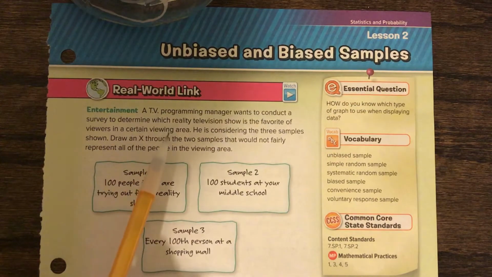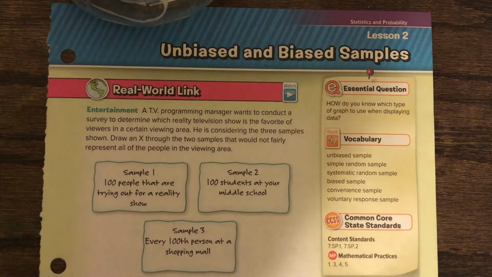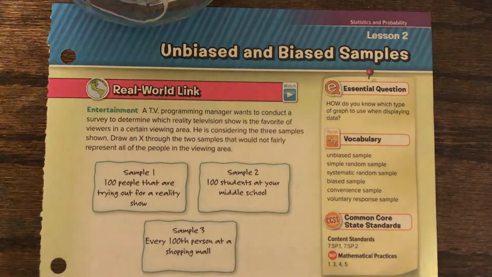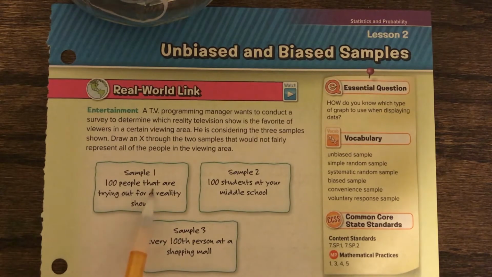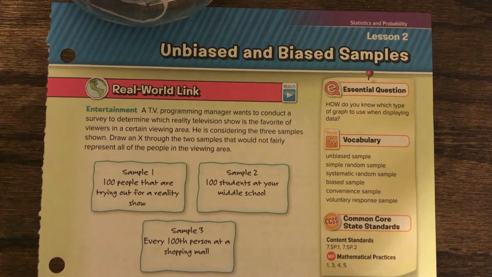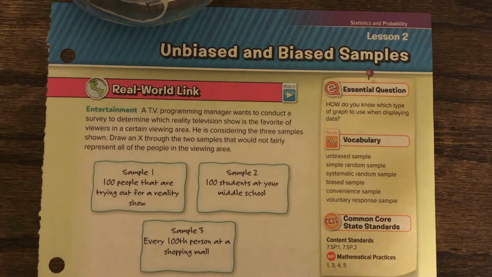It says a TV program manager wants to conduct a survey to determine which reality television show is the favorite of viewers in a certain viewing area. He is considering the 3 samples shown. Draw an X through the 2 samples that would not fairly represent all of the people in the viewing area. The big thing is when you take a sample, you want to make sure that everyone has an opportunity to be surveyed. So sample 1 is 100 people that are trying out for the reality TV show. Sample 2 is 100 students at your middle school. And sample 3, every 100th person at a shopping mall.